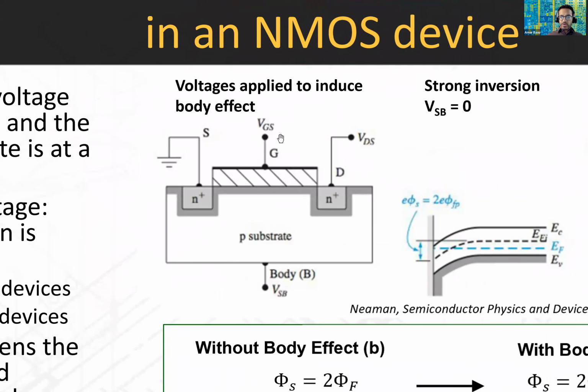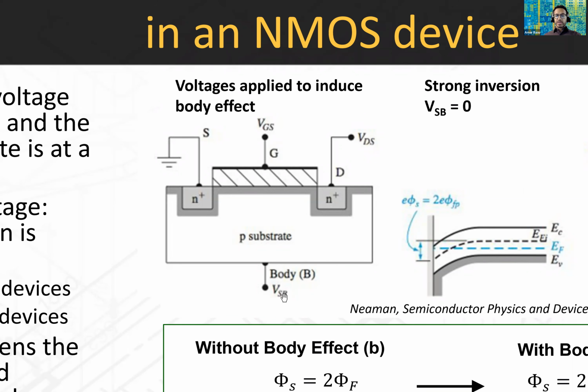This is our usual cross-section of the transistor. We've talked about applying a voltage between the gate and the source. We apply VGS. And before, we assumed that the body of the transistor was tied to ground as well. The source was grounded, the body was also grounded. But that may not be the case all the time. What if you actually put a voltage on the body of the transistor?